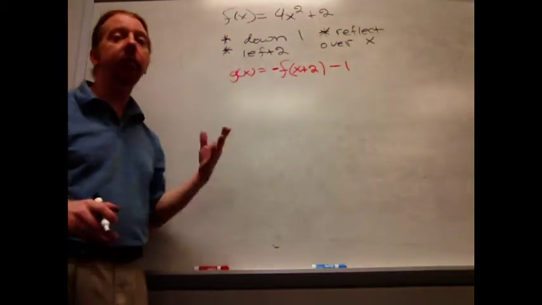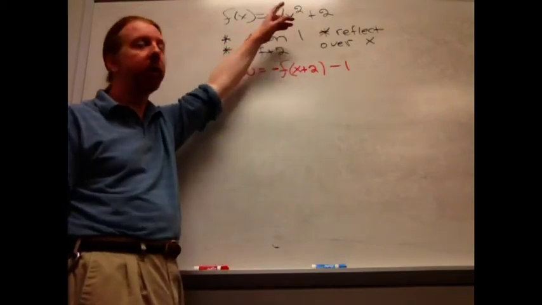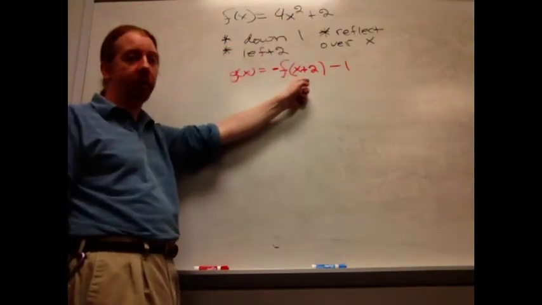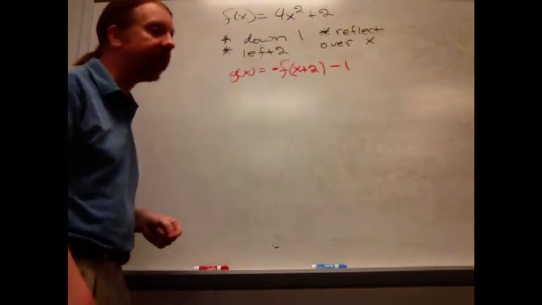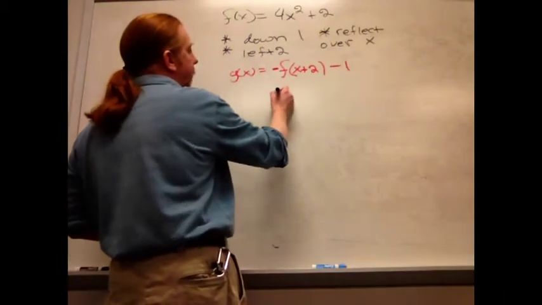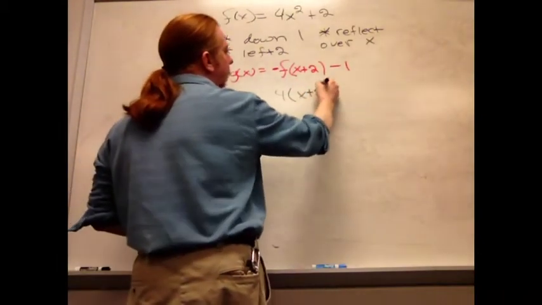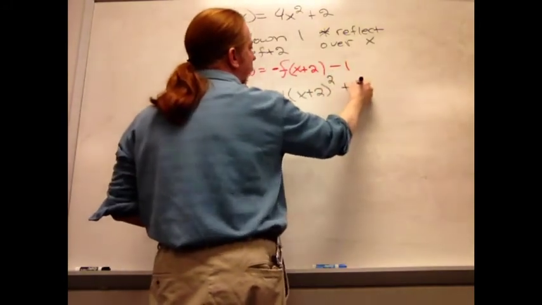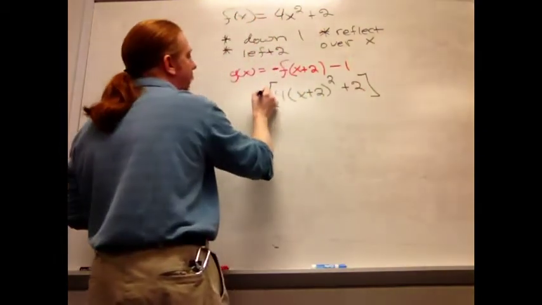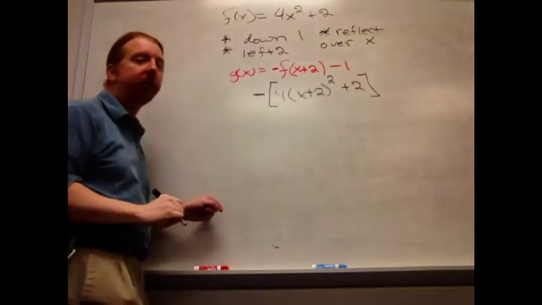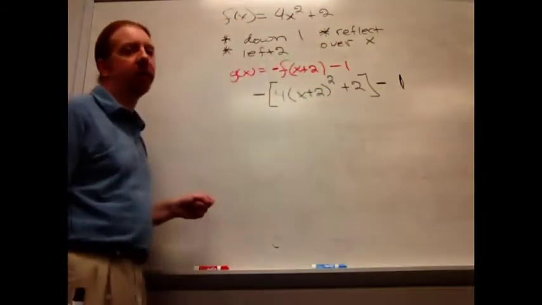Now, what I need to do is to actually write this using this. So, I'm going to take my f of x function, I'm going to plug in x plus 2 into the function itself. So that then becomes 4 times x plus 2 squared plus 2. All that is being multiplied by a minus, and I'm subtracting 1 from it at the end.